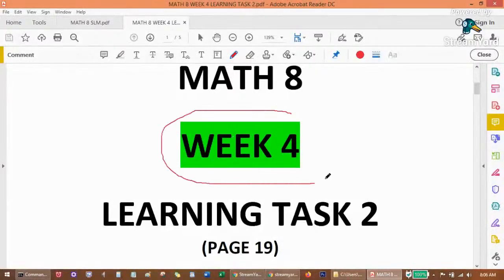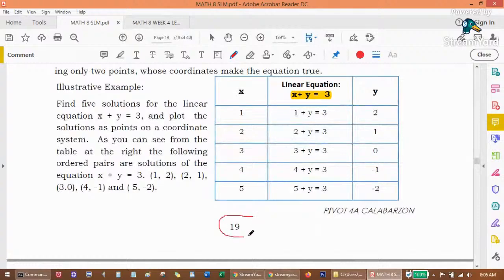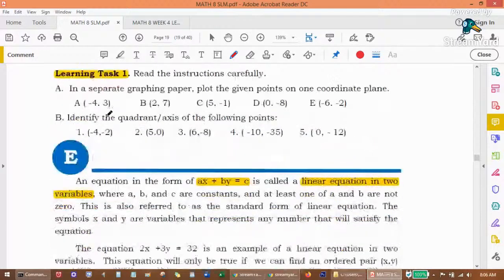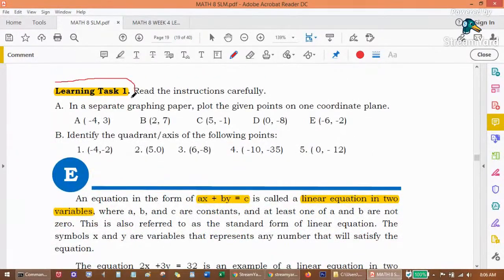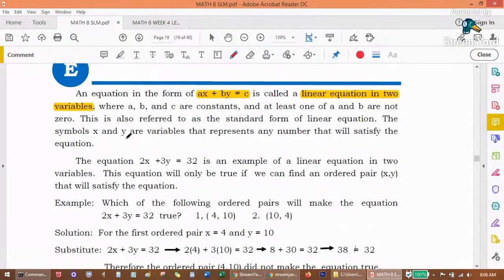Okay, so week 4, learning task 2 on page 19. Page 19. So we're finished. Tapos na tayo sa learning task 1. Let's continue discussing the self-learning module.